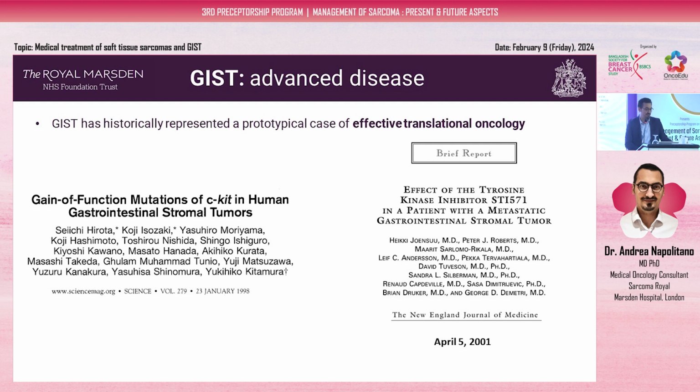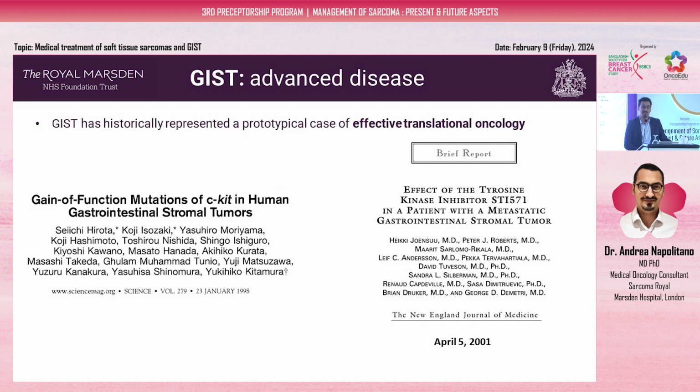The first paper reporting a gain-of-function mutation in KIT was in 1998, and the first report of a KIT inhibitor in a GIST patient was published in the New England Journal in 2001. So it took only 3 years to go from the discovery of the mutation in the disease to the first patient treated with an inhibitor.